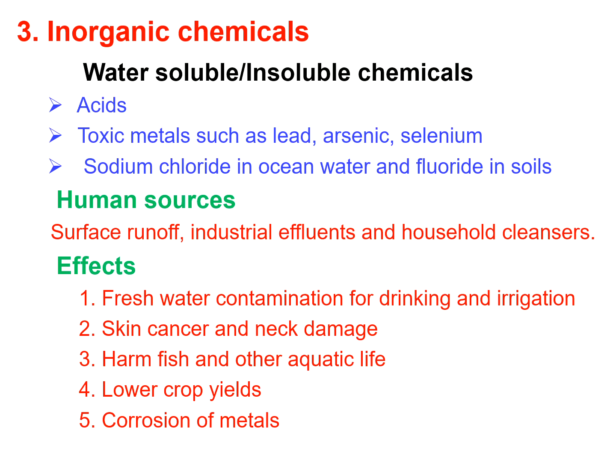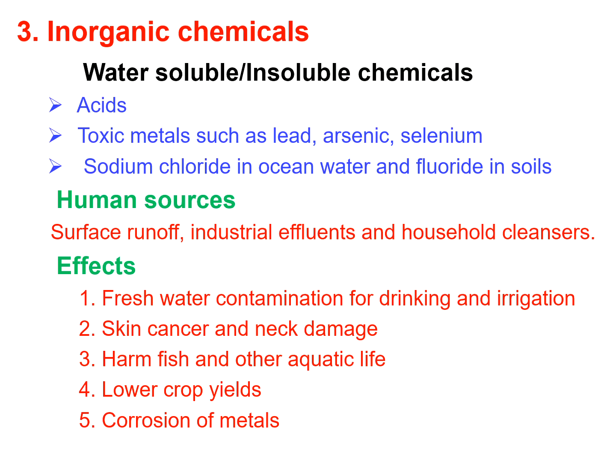The third important factor for water pollution is inorganic chemicals. Some are water soluble and some are water insoluble, like acids, bases, and toxic metals like lead, arsenic, selenium, and sodium chloride. Too much sodium chloride is also not environmentally friendly, so it also causes pollution. Sodium chloride is present in ocean water and fluorides in the soils. Human sources are surface runoff, industrial effluents, and household cleansers.